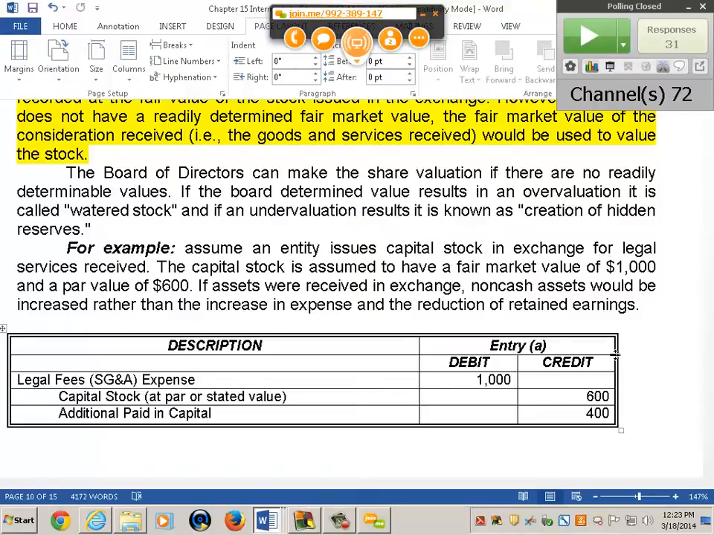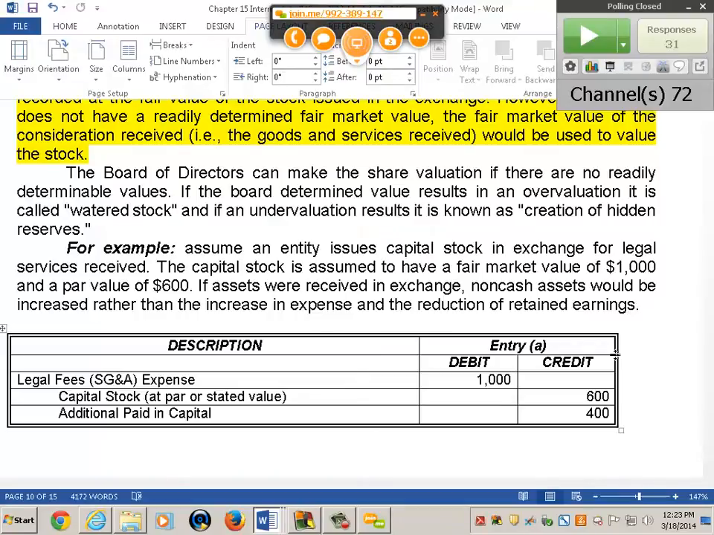If the shares were not traded, and if you didn't rely on a board of directors valuation, you would then use the value of the legal services. So if the attorney or the legal firm tells you it's worth $1,000, that's what you use. If you don't have stock publicly traded and the law firm tells you it's worth $600, that's what you would use. But usually it would be the fair value of what you give up. Under U.S. GAAP, that's the way we think.